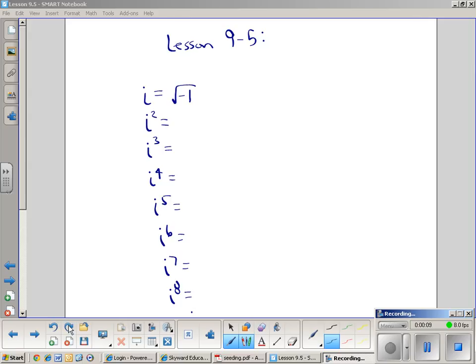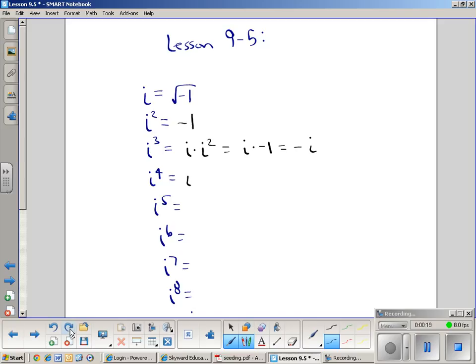So then, to fast forward again, i squared is negative 1. i cubed is negative i. i to the fourth is negative 1 times negative 1, which is 1. What's i to the fifth going to be? Just i, because it's i to the fourth times i, right? And what's i to the fourth? 1 times i is i.